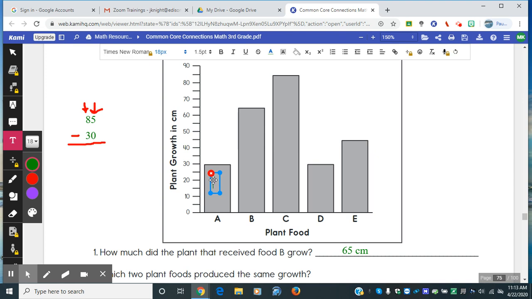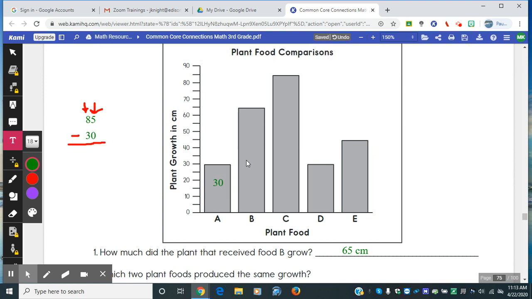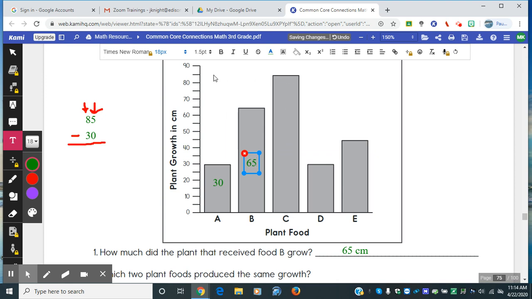Plant food A produced 30 centimeters because it stops at the 30. B stops at the 65. So I'm going to go ahead and write that here. I want to look at some numbers to help me out here. C looks like it stops at 85. D stops in the same place A does, so it stops at the 30. And E stops at the 45, so I'm going to put those in.